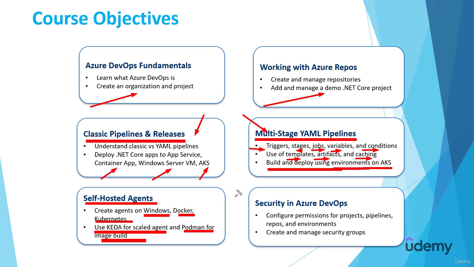After finishing this phase, we will go into our last phase, which is security in Azure DevOps. We will talk about how to configure permissions for projects, for pipelines, for repos, and for the environments, to apply the security best practice and use the least privilege for your users and the groups. And we will talk about how to manage your security groups in Azure DevOps. And this will be our last phase in the course.